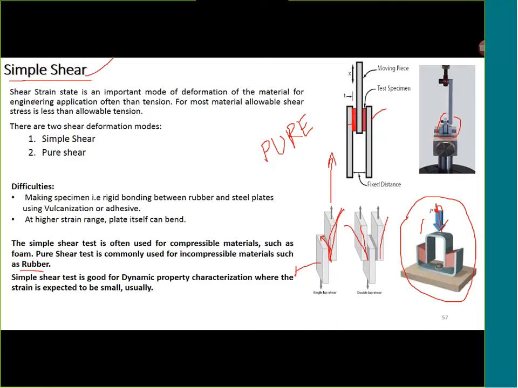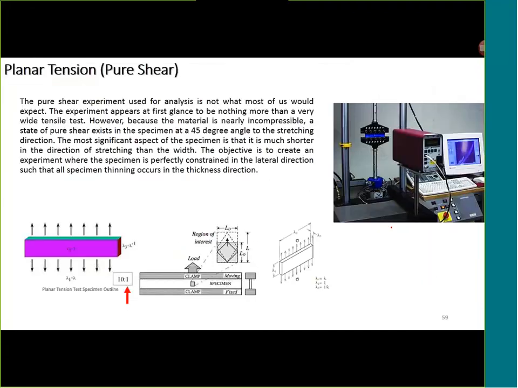But the simple shear is commonly used to test foam kind of materials. The foam kind of material, though it is undergoing a lot of deformation, the force required is very small, so that it cannot bend this metallic plate. But in case of a rubber, the force required may be very large, so that the fixture plates can bend. For foam it's suitable.